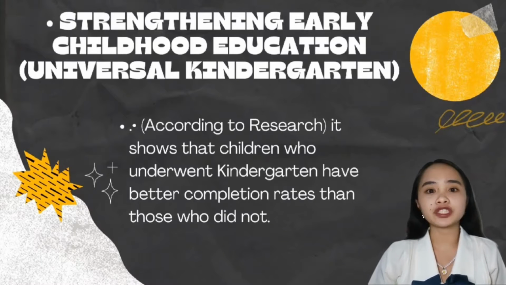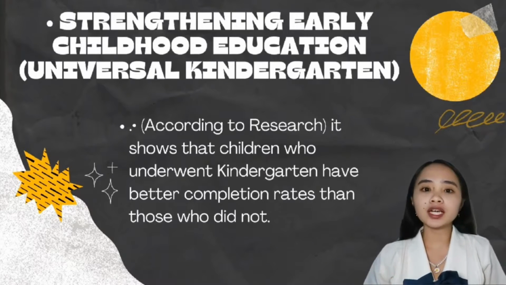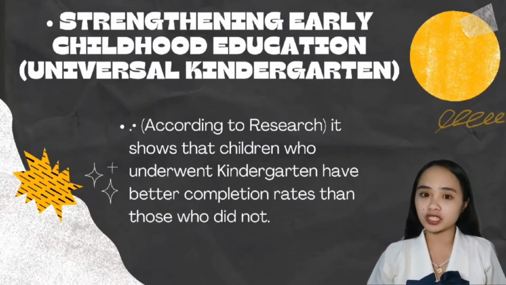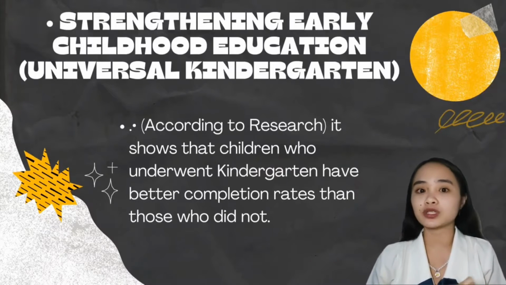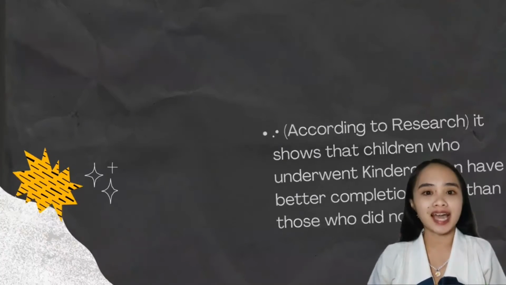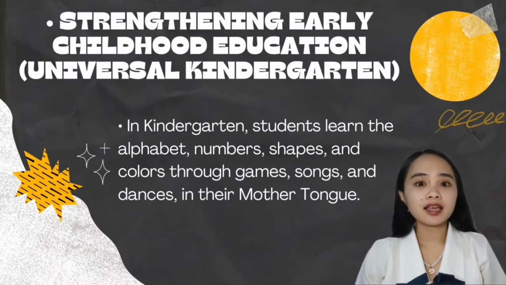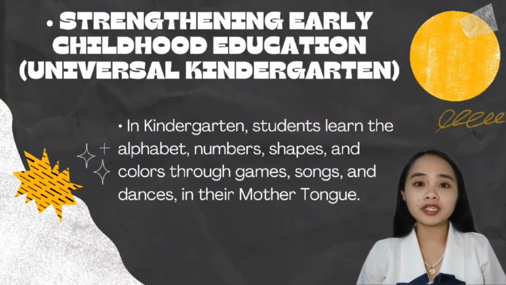So education for children in the early years lays the foundation of lifelong learning and for the total development of a child. The early years of a human being, from 0 to 6 years, are the most critical period when the brain grows to at least 60 to 70% of adult size. And kindergarten students learn the alphabet, numbers, shapes, and colors through games, songs, and dances in their mother tongue.